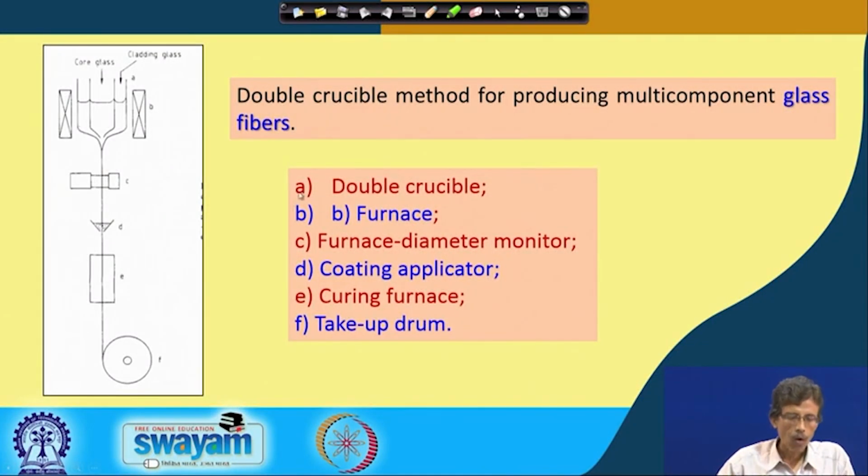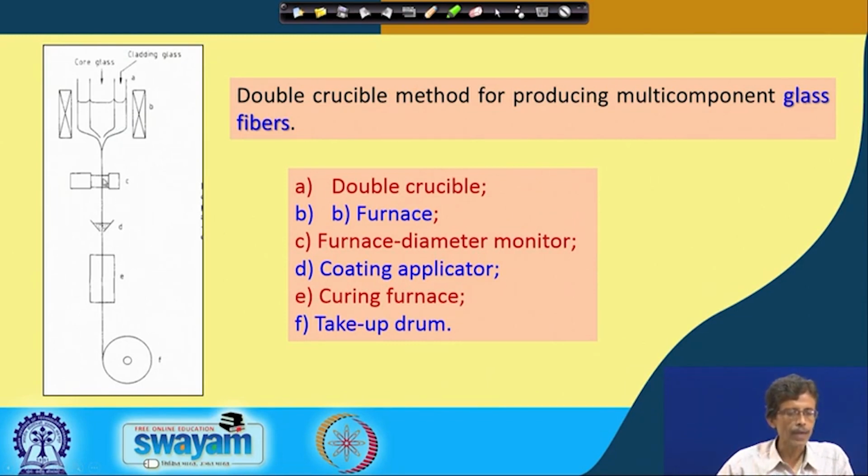So you have A to F, all the different components. This is the flow diagram, or block diagram you may consider, and it has a situation where you have this concentric crucible. A is therefore the double crucible arrangement where you have the melt core glass material and the melt cladding glass material. Then B is the furnace. You have the furnace on both sides such that the material will be in the molten condition.